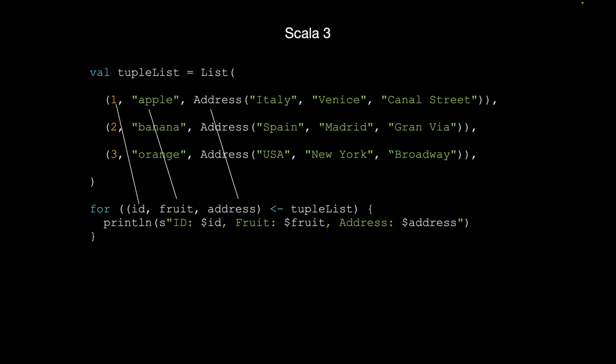So you can see I drew some lines just to illustrate that each element gets its position. ID would be 1, 2, 3. Fruit would be apple, banana, orange, and so on and so forth.